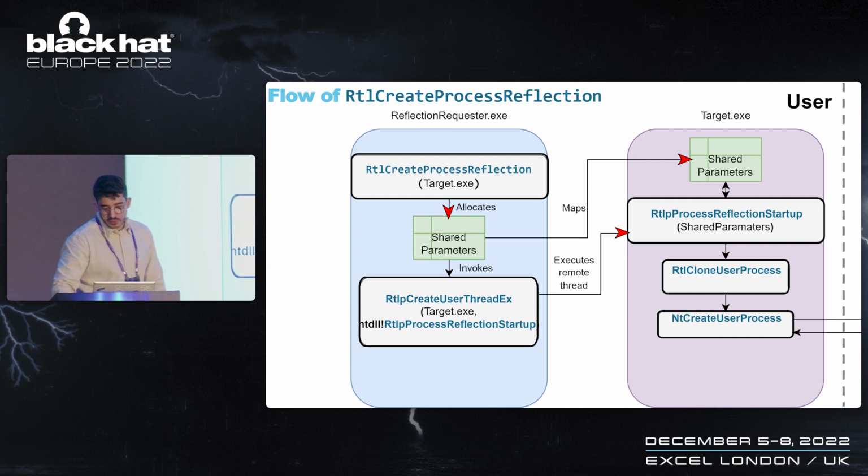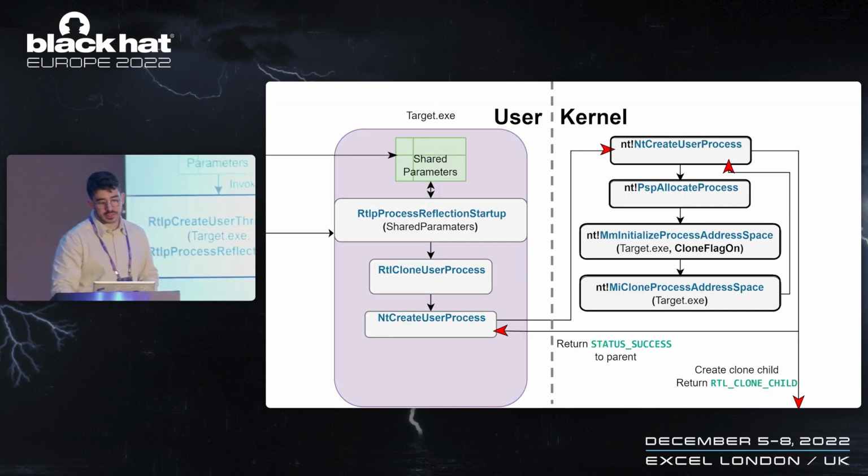So this thread will execute this entry point with the shared parameters that are mapped to the target, and it will cause it to actually invoke a local call to RtlCloneUserProcess, the local mechanism to request a fork in this case. And as we've covered, this will call NtCreateUserProcess. The system call forks the local calling process. Let's check how it looks on the kernel side of things.